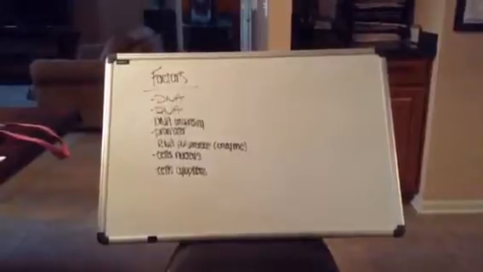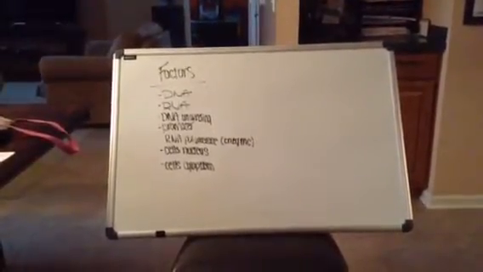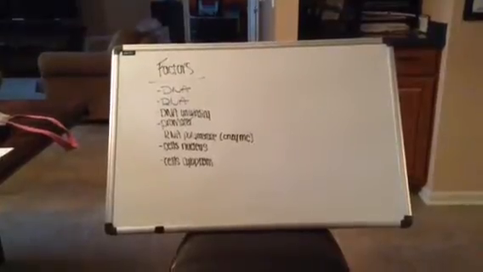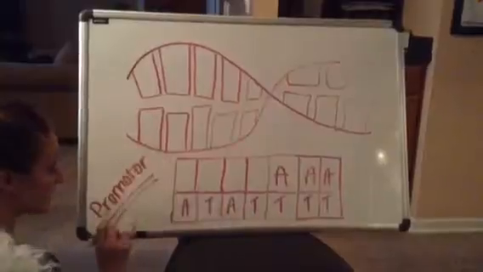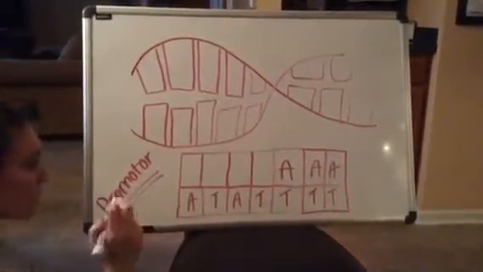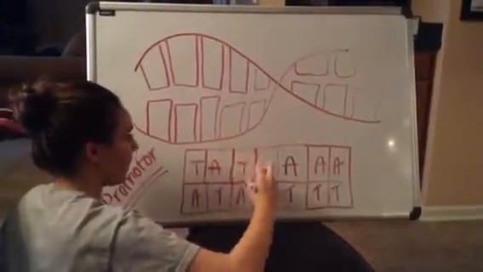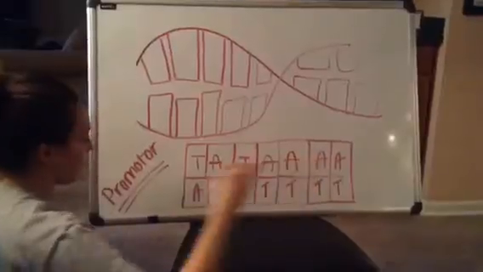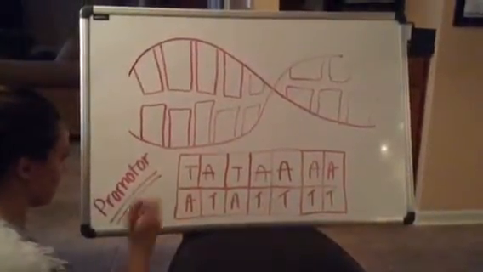What are the factors of transcription? DNA, RNA, DNA unwinding, promoter, RNA polymerase, cell's nucleus, and a cell's cytoplasm. The promoter is a sequence in the DNA strand where the transcription process begins. It has a sequence called the TATA box, T, A, T, A, A, A, A. The TATA box is where the DNA starts to unwind.